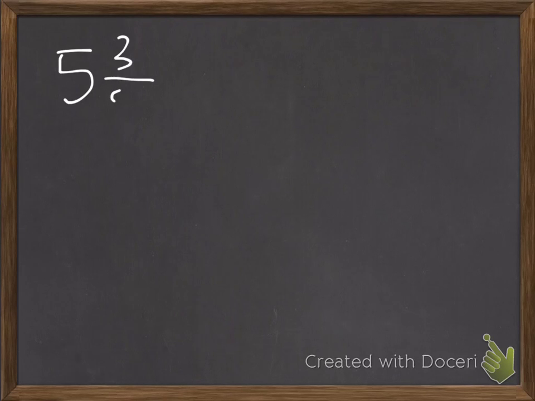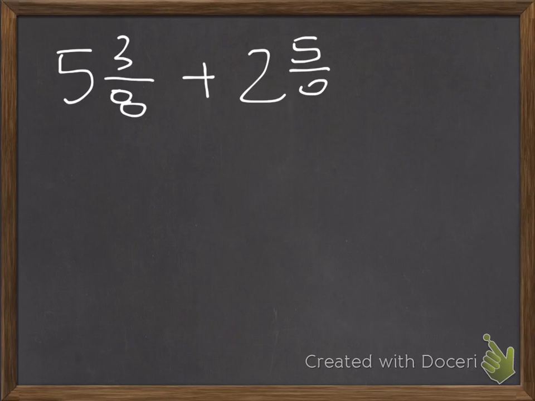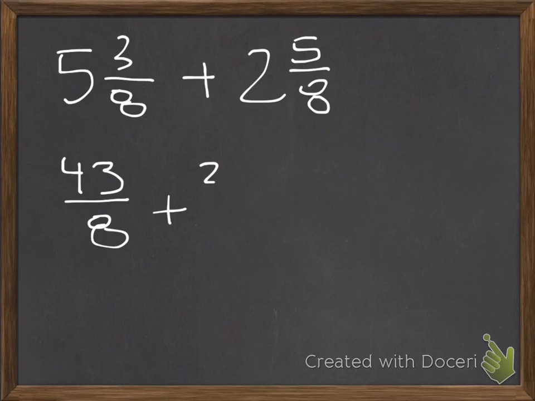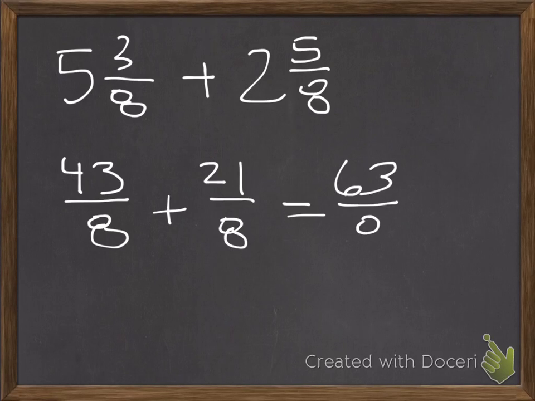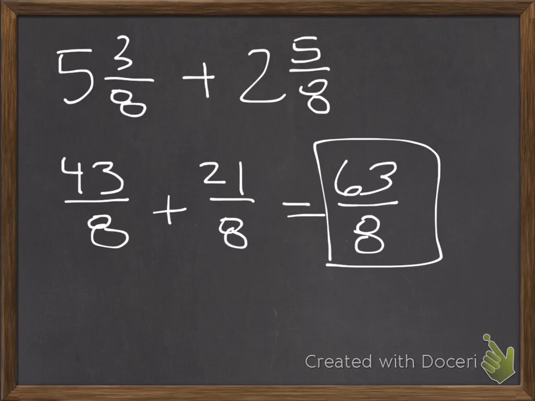Then we have 5 3/8 plus 2 5/8. You're going to change both of these into improper first. And then we add our numerators and bring our denominator along. And we can't simplify that anymore, so we leave it as 63/8.